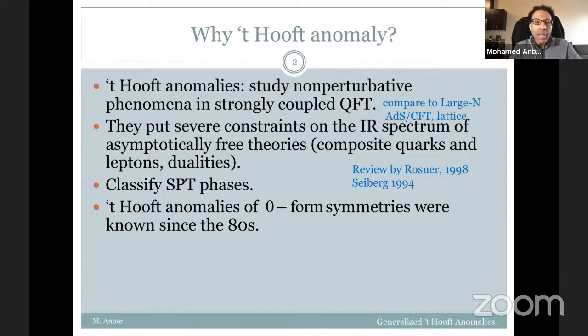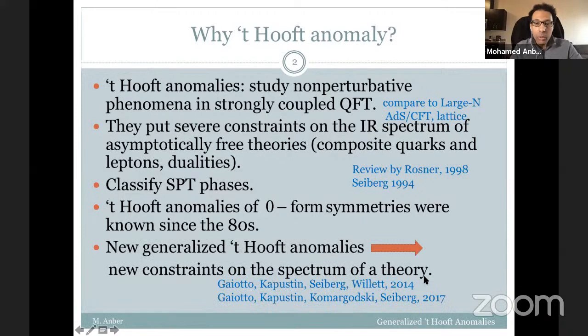't Hooft anomalies were known since the 80s. However, the anomalies that were introduced by 't Hooft are today known as the zero-form anomalies because they are associated with zero-form symmetries that act on local fields. In this talk, I'm going to use either zero-form anomalies, or traditional 't Hooft anomalies, or conventional 't Hooft anomalies. However, during the last few years, due to the work of these gentlemen, we understood that there are also what today we call the generalized global symmetries. And the generalized global symmetries can also become anomalous. So these generalized 't Hooft anomalies can be used to put further constraints on the spectrum of a strongly coupled theory.